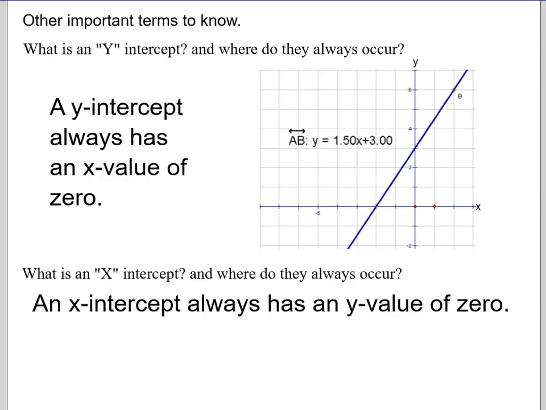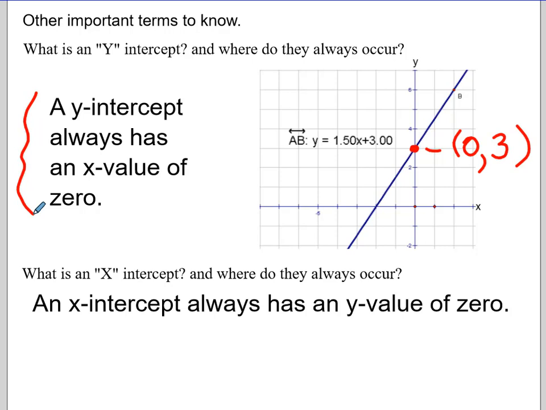Okay, so other important terms to know. We have something called a y-intercept. So a y-intercept is where our line or our graph crosses the y-axis. So in this location, it's right here. And you'll notice something about the y-intercept. It has an x value of 0. So this y-intercept here is 0, 3. And this is a really big idea that carries through all the way to grade 12. And a y-intercept always has an x value of 0.